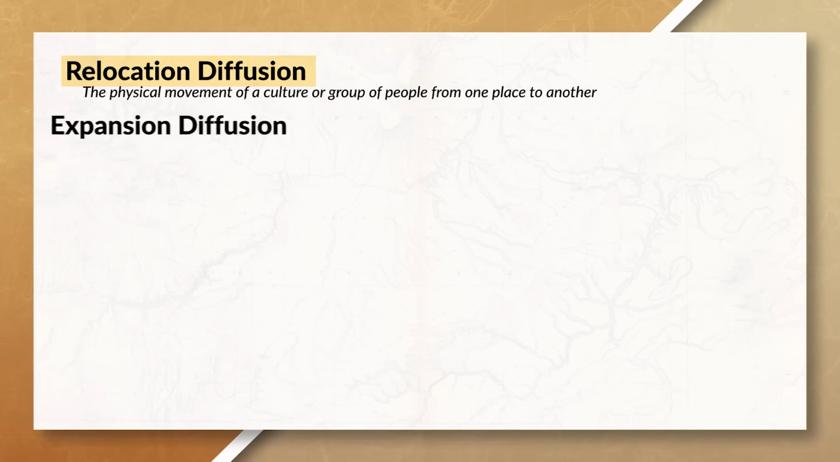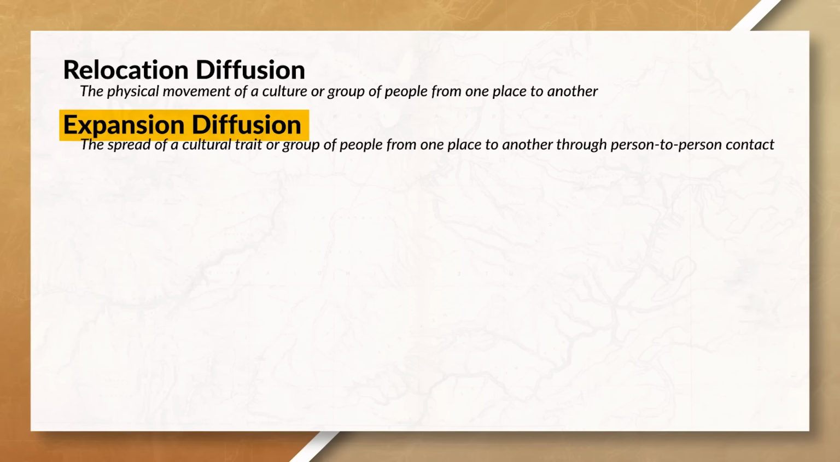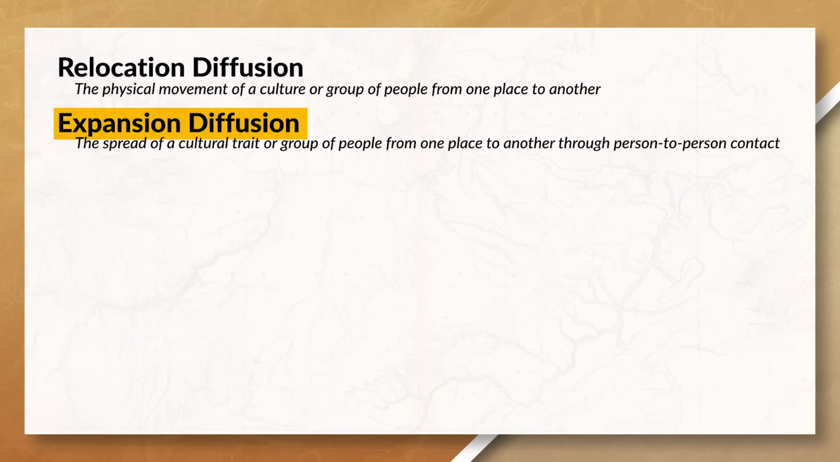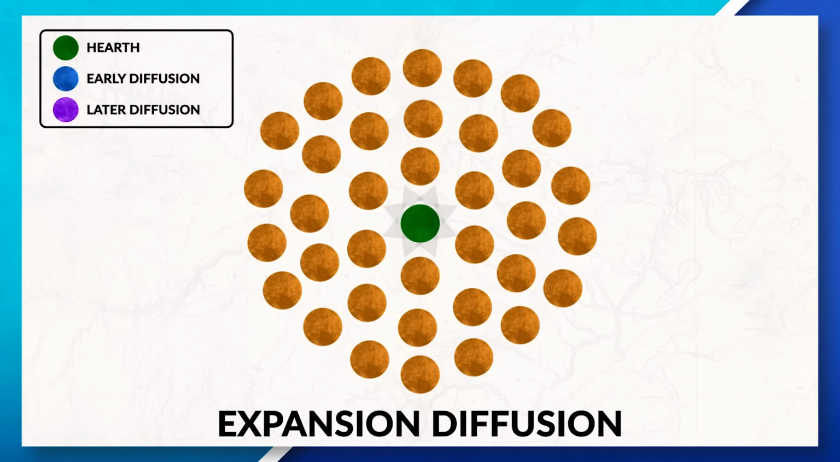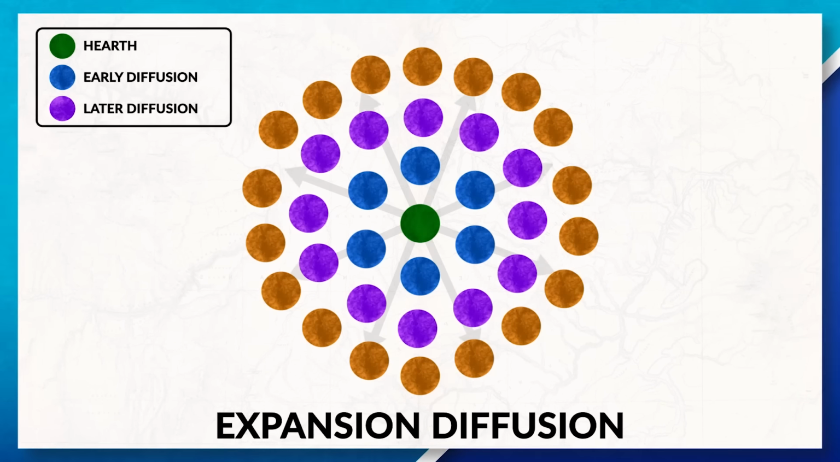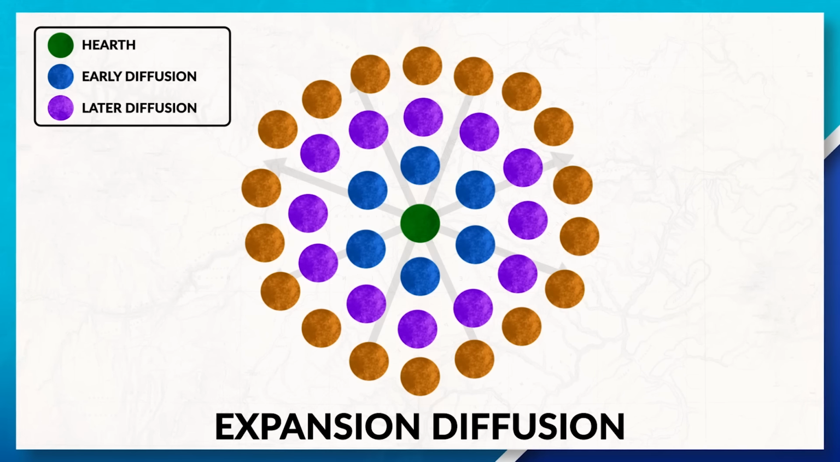Expansion diffusion, on the other hand, refers to the spread of a cultural trait or group of people from one place to another through person-to-person contact. This type of diffusion involves the addition of more people who adopt and practice the cultural trait, resulting in the trait spreading throughout a geographic area. With expansion diffusion, we can see that the hearth of the cultural trait tends to remain strong, as the trait is not leaving the hearth, but rather diffusing outwards from it.